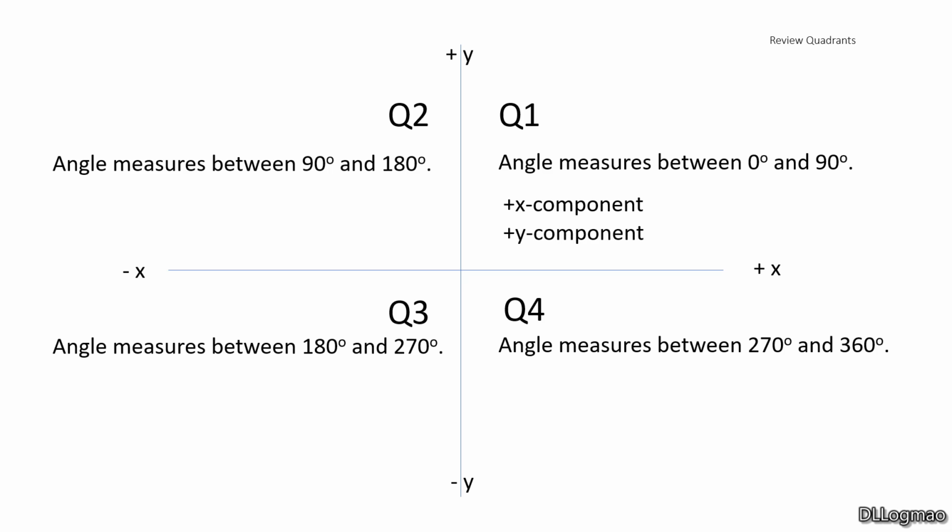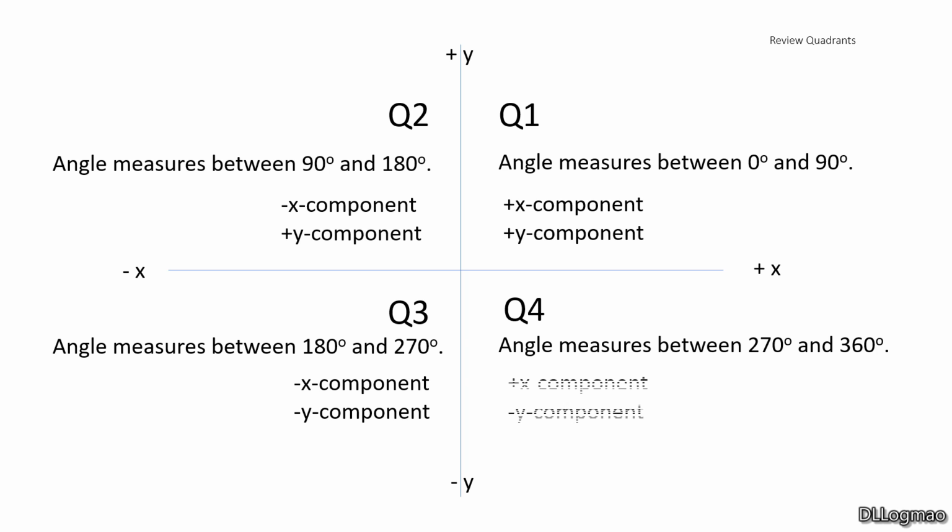The components in its quadrant. At quadrant 1, both positive x and y components. At quadrant 2, negative x and positive y components. At quadrant 3, both negative x and y components. And quadrant 4, positive x and negative y components.